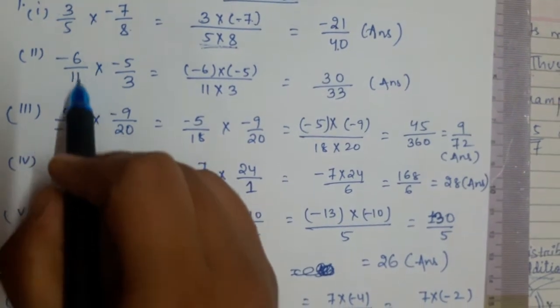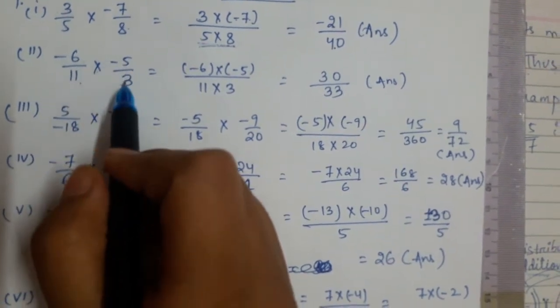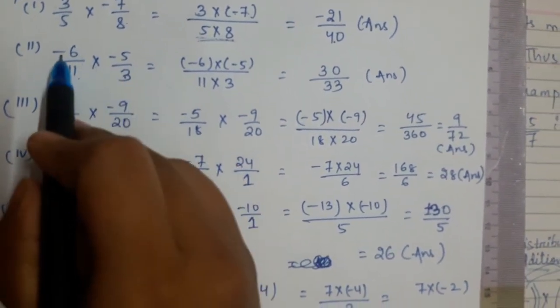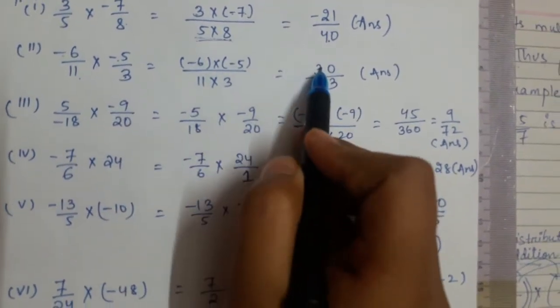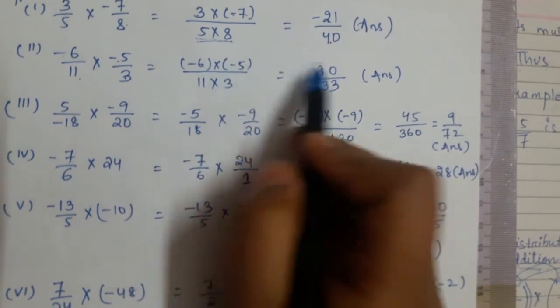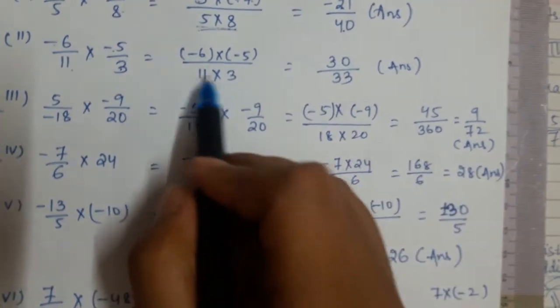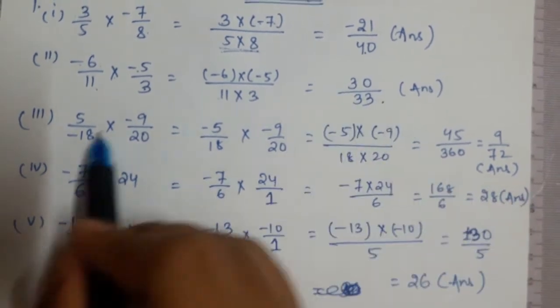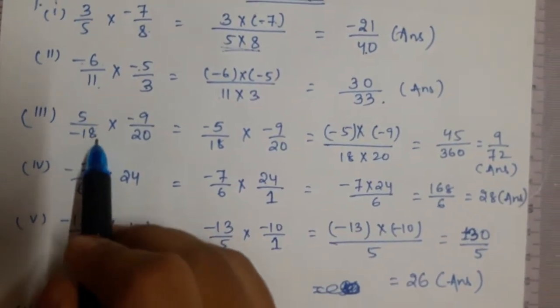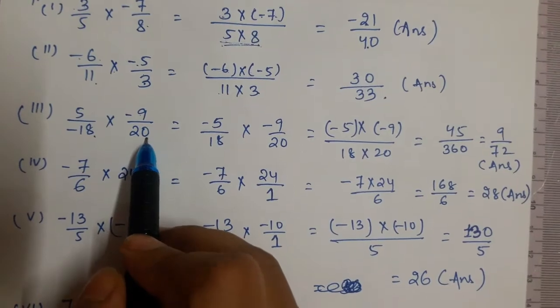Next question is minus 6 by 11 into minus 5 by 3. Here again we can see both the signs are minus, so minus minus becomes plus. So minus 6 into minus 5 gives us the result as 30, and 11 and 3 gives us the result as 33.